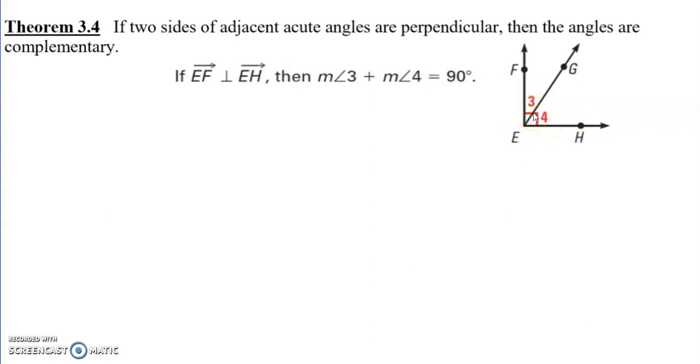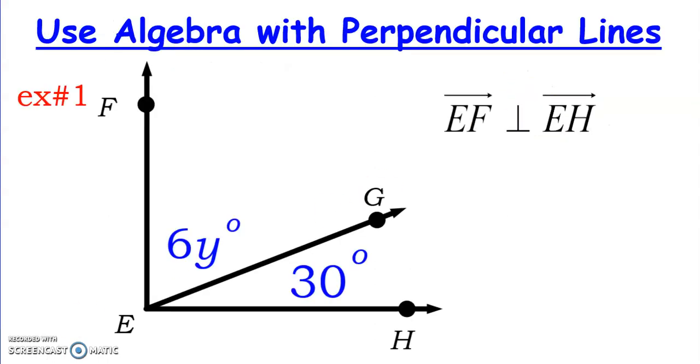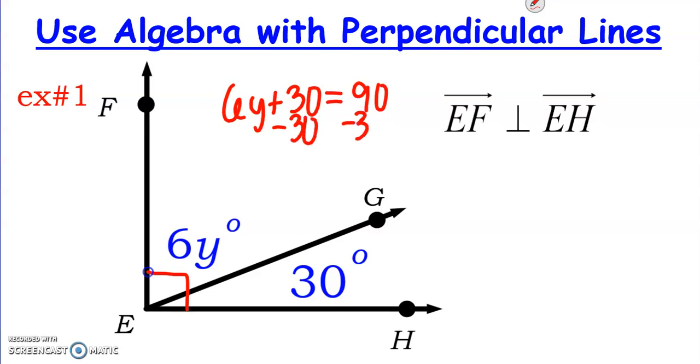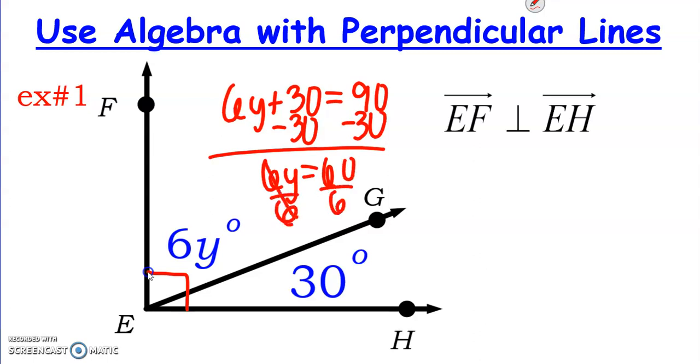Because that's what it means to be perpendicular, is a right angle. So we know these two are going to add up to 90. So, since they told me that ray EF is perpendicular to ray EH here, we know that this is 90 degrees, because that's what perpendicular means. So that means that 6y plus 30, if we add the two angles together, they're going to sum up to 90 degrees. So subtract 30 from both sides, 6y equals 60. Divide both sides by 6, and we get y equals 10.